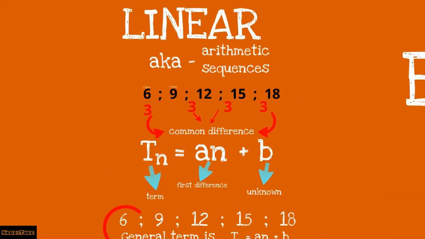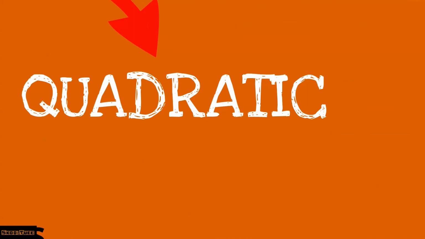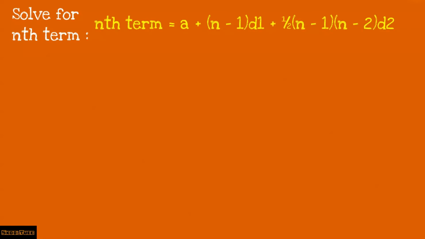Now that I've helped you guys recall linear sequences, let's move on to something more interesting, quadratic sequences. In quadratic sequences, you guys are probably used to solving for the nth term using the formula Tn is equal to an squared plus bn plus c. But I'm going to introduce you to a formula that is far easier to work with. It is a plus (n minus 1) d1 plus a half into (n minus 1)(n minus 2) multiplied by d2. I know it's a mouthful, but bear with me guys and I will show you that this formula is far easier to work with.